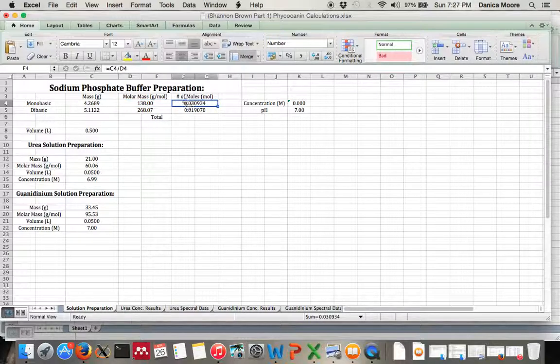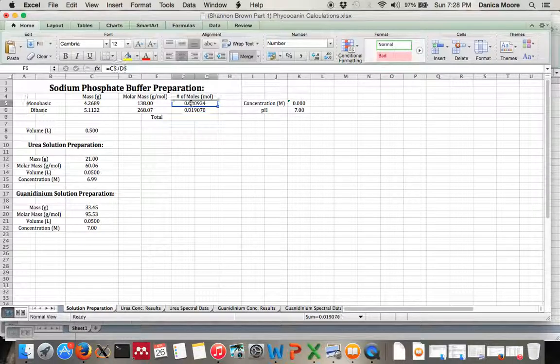Now she's calculated the number of moles, which we know is going to be the grams divided by the molar mass, by taking C4, which corresponds to the blue here, and this is the division symbol, slash, and then dividing it by D4, the green, here. If we press enter, that formula has been entered here. So now we have the number of moles.